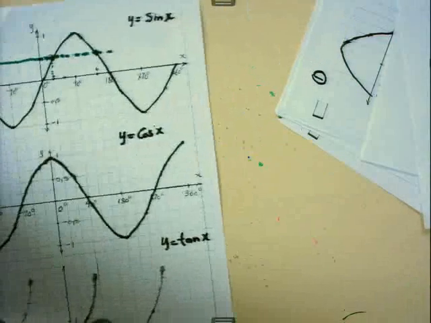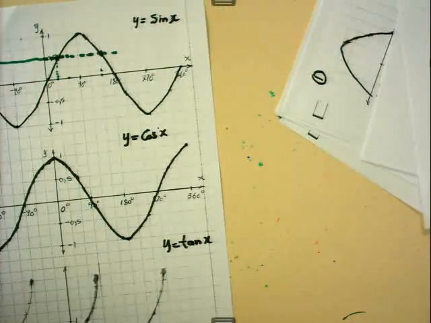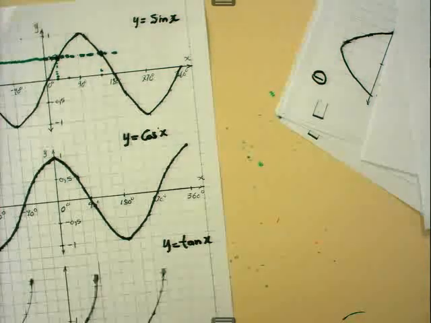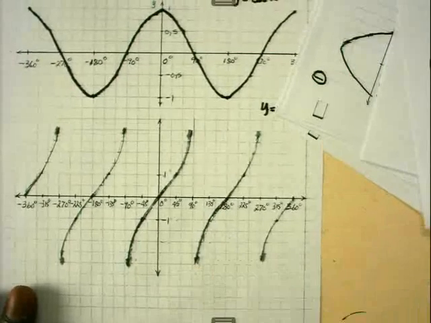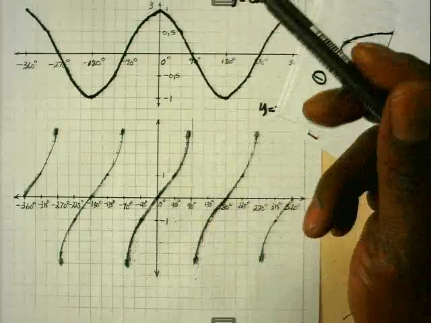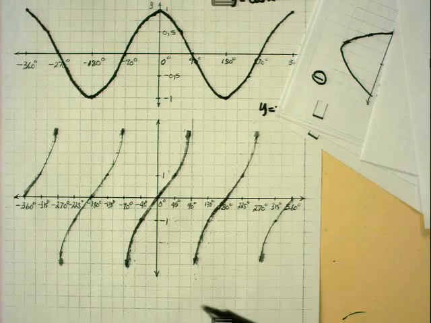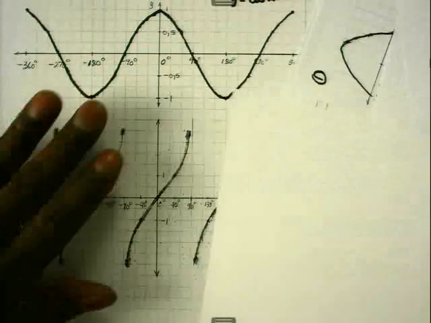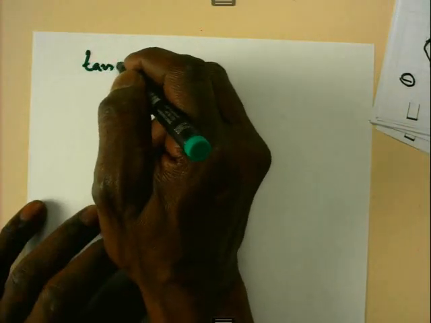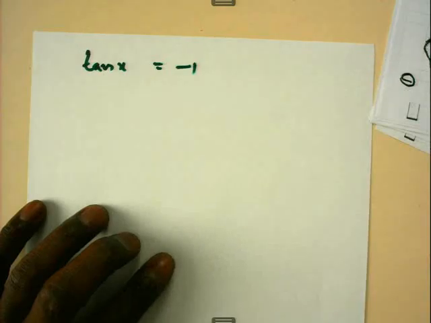Now, I'm having another problem here. In this problem, I make use of tan, which is a graph that is not liked by most of the students. This is a funny one. However, we need to deal with it. Suppose we are having this trigonometric equation: tan x is equal to negative 1.